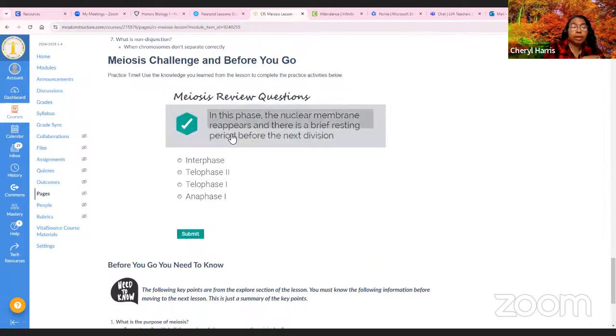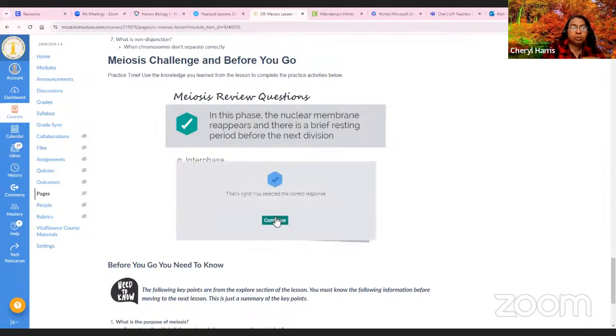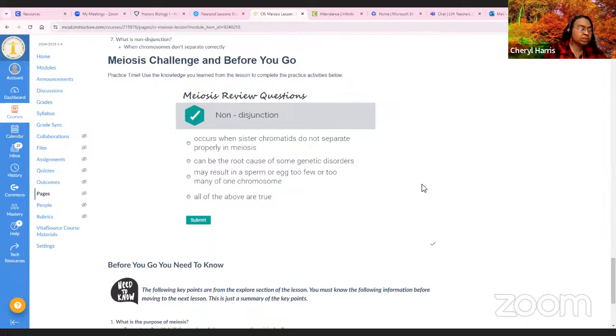Okay. All right. In this phase, the nuclear membrane reappears and there is a brief resting period before the next division. All right, this one is going to be telophase. And I think one of the videos we watched said that there really isn't a second interphase. You'll have interphase at the beginning, but the resting phase that happens between meiosis one and meiosis two is not considered interphase. So it happens just briefly.